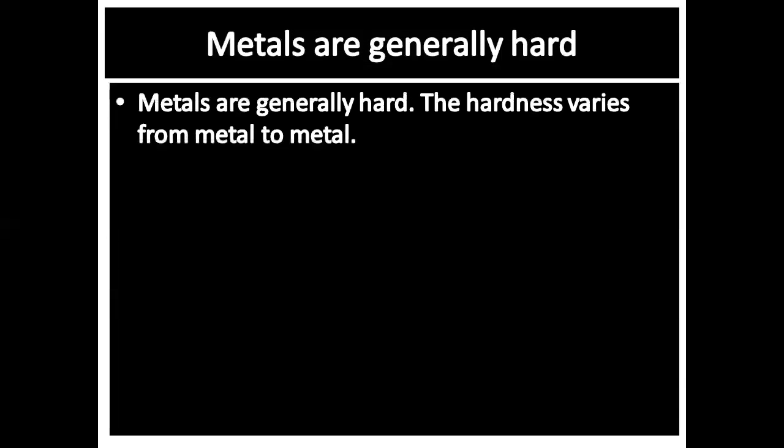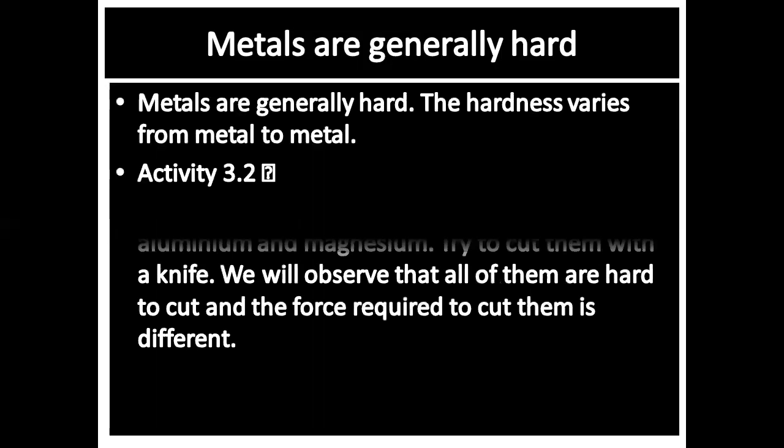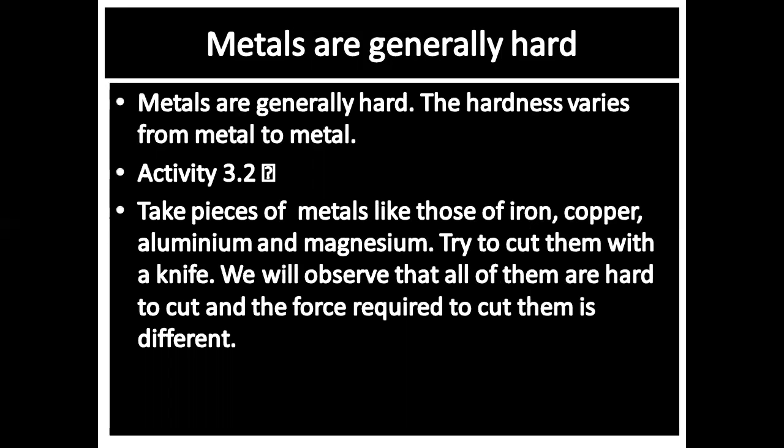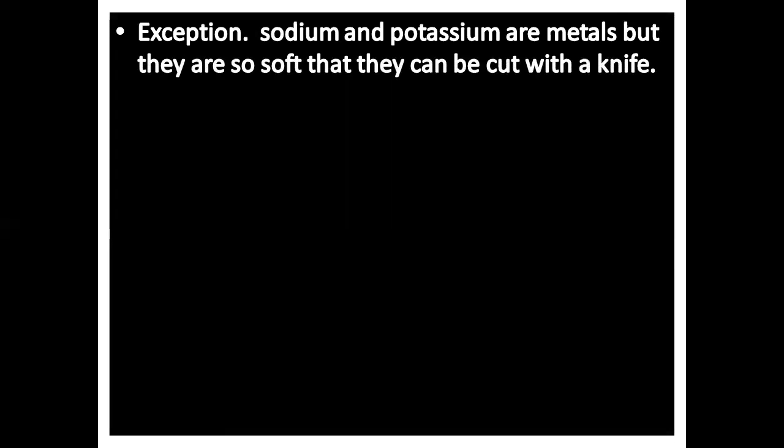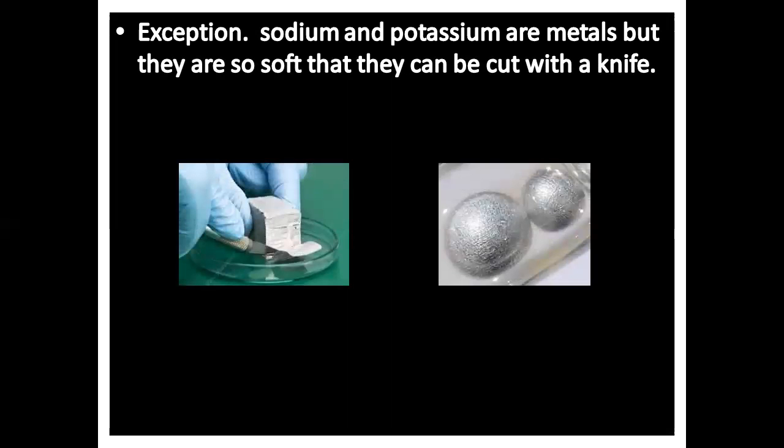Metals are hard and this hardness varies from metal to metal. Take pieces of metals like iron, copper, aluminium and magnesium and try to cut them with a knife. All of them are hard to cut and the force required to cut them is different. But sodium and potassium are soft metals. They can be cut with a knife.